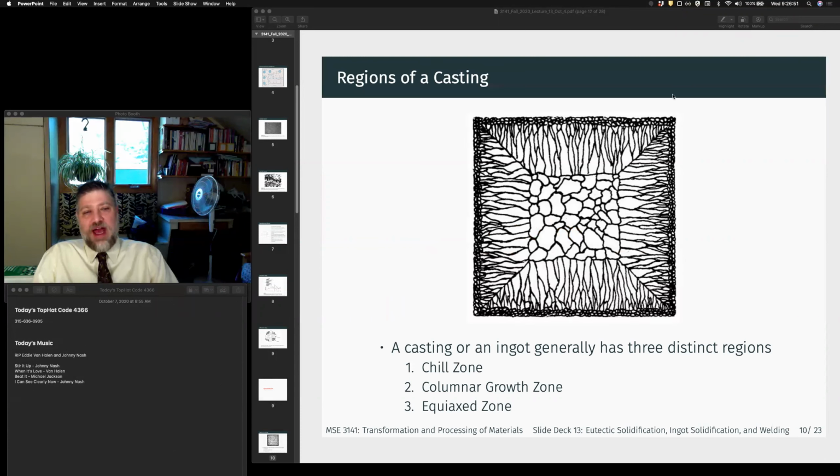Okay, so if we cast into a mold, so this is the cross section of a tall rectangular prism, which is a common shape for casting. Generally, our ingot is going to have three regions. So we have three distinct regions. We've got this region of fine grain, which is what's called the chill zone around the outside of the mold, right? And this is where we have fast heterogeneous nucleation along the mold wall, right? And because nucleation is easy, we get lots of small grains.